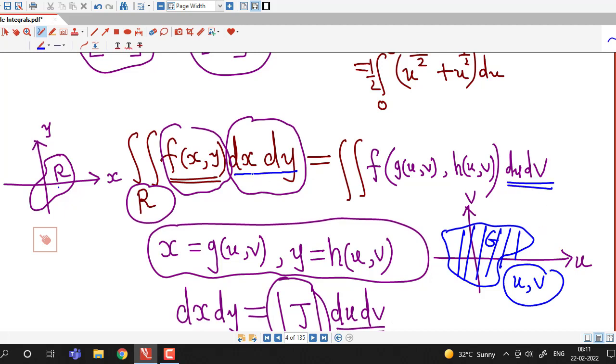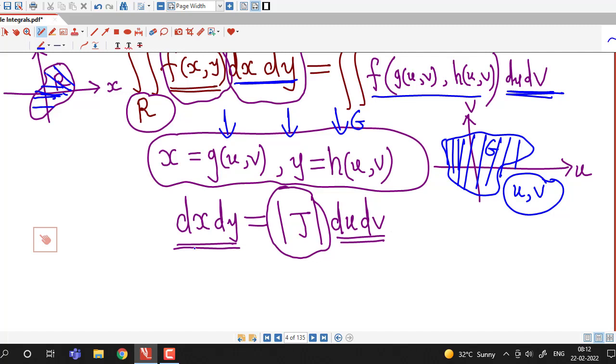Here the integral is with respect to x and y, so for this we are using the region R. Now because we are changing the variables from x, y to new variables u and v, this integral is over some new region G in the uv plane. So we have to find what the region G in the uv plane will be under this transformation, and what the limits of integration for the new variables u and v will be. We will discuss all these things with the help of examples.